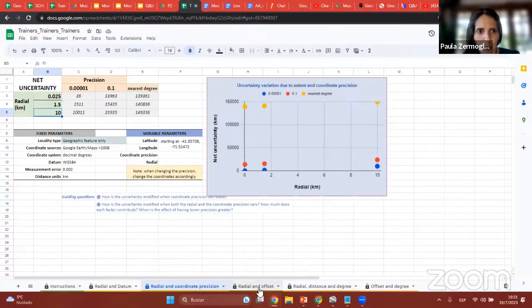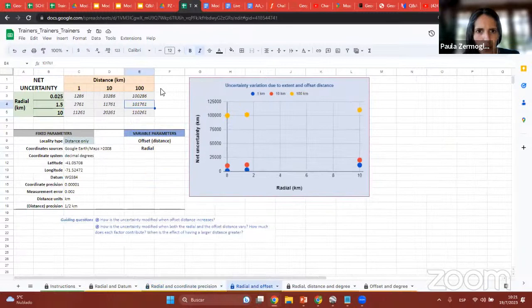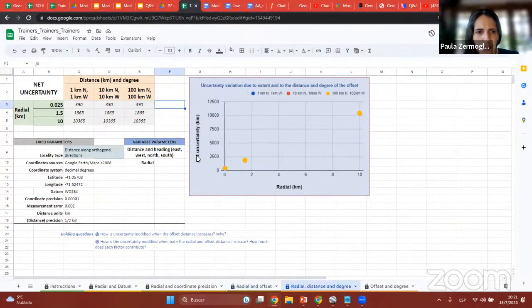Are there any more questions about this one of precision or this one with the offset that we just saw? Otherwise, I'm going to move to the next one, that is distance and degree.